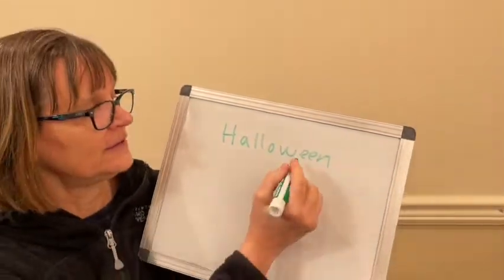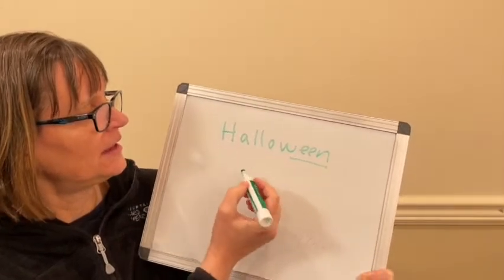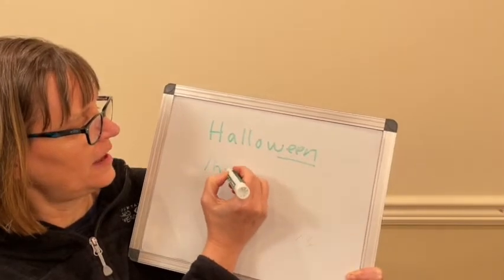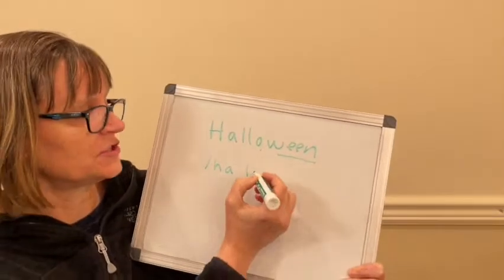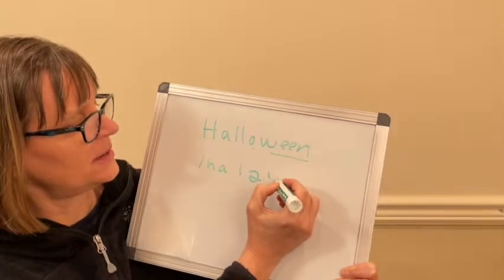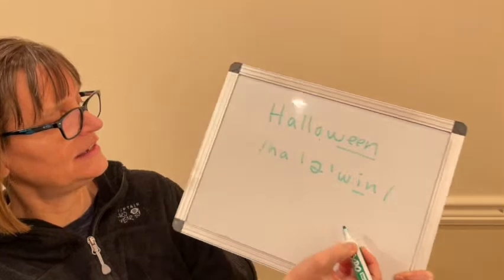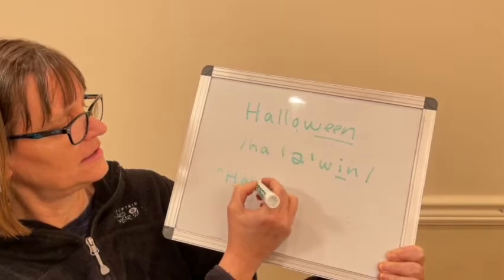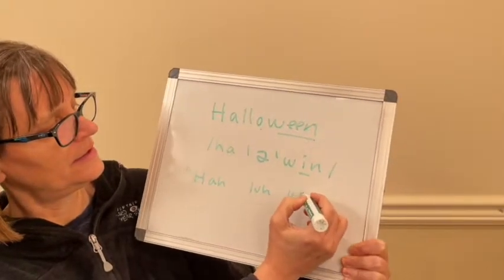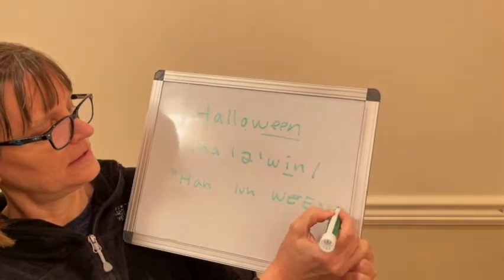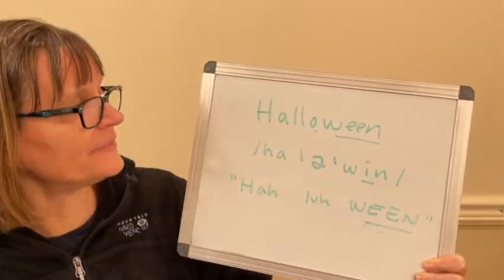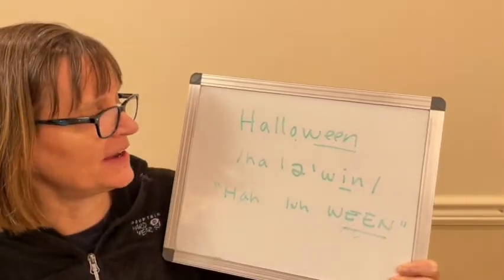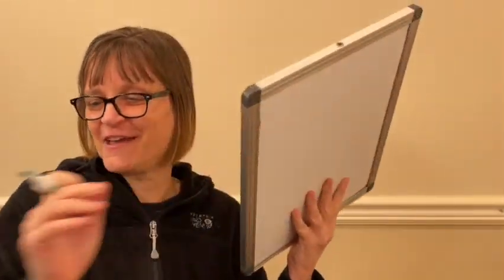In Halloween, the stress falls on the ween syllable. The first letter A says the ah sound. So we have ha. This letter O says the schwa sound, ha, la, and then our stress comes on the last syllable, where we have the E vowel. So I would write it kind of like this. Ha, la, ween. Halloween. Yeah, so I do have a video about Happy Halloween and just about the word Halloween, but that's how we break it down. Yes, thank you for that request.